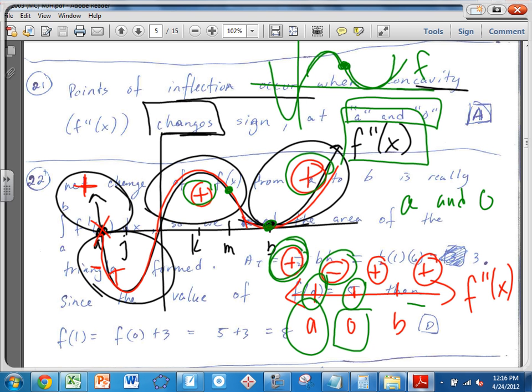So a lot of people think that B is also an inflection point because the second derivative, yeah, it's 0 there. But it goes from positive to positive, thus no change in concavity. If there's no change in concavity, this is not an inflection point.